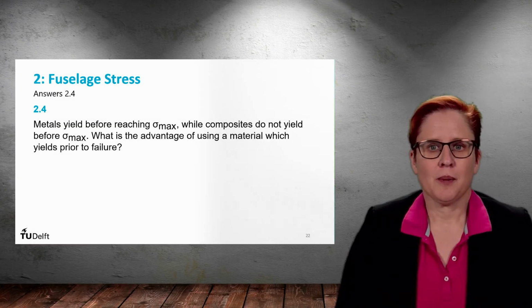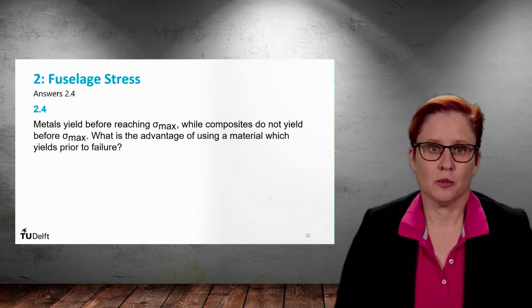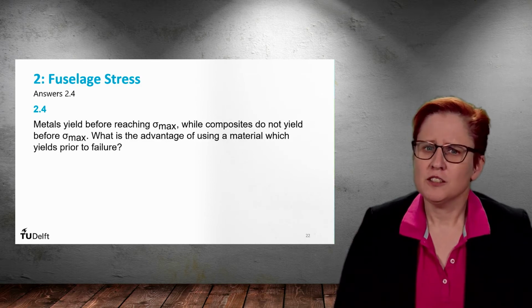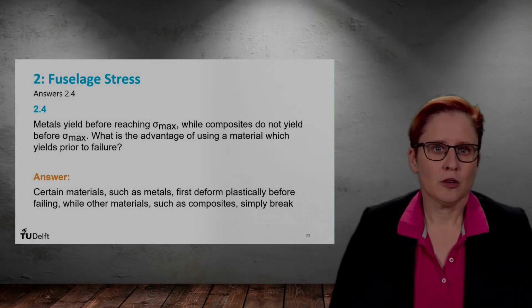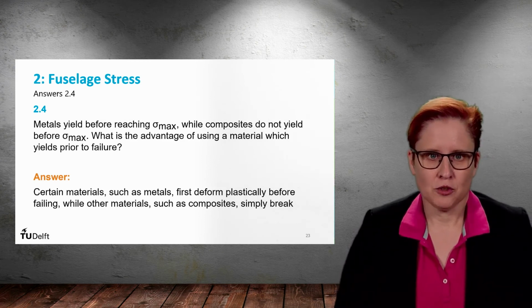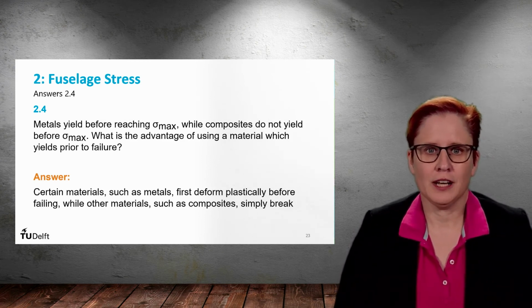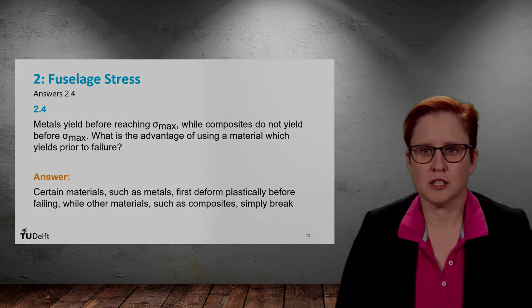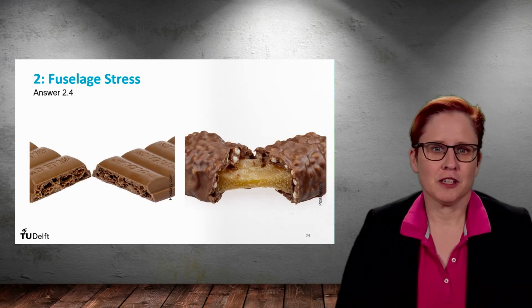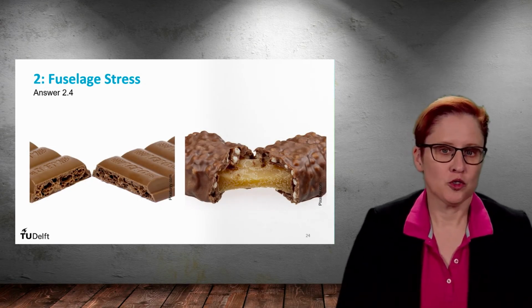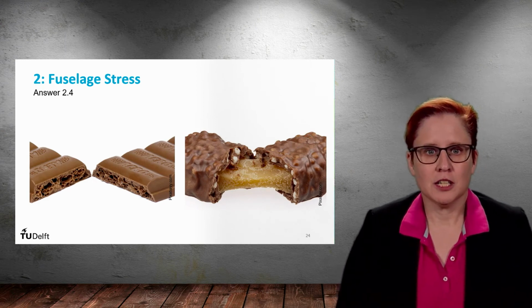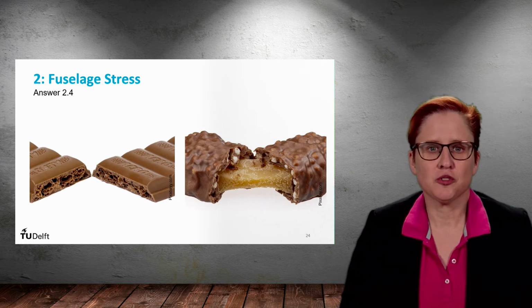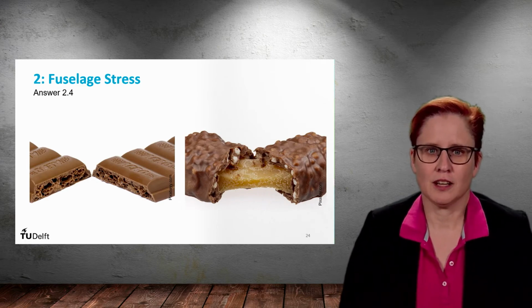We talked in class about metals yielding before reaching sigma max, while composites do not yield before sigma max. What is the advantage of using material which yields prior to failure? The answer we're looking for is that certain materials, such as metals, first deform plastically before failing, while other materials, such as composites, simply break. This can easily be illustrated by comparing how an Aero or Bros chocolate bar breaks versus a caramel-filled bar. Materials that yield prior to failure retain some residual strength, allowing a bit more time to detect issues prior to final failure.